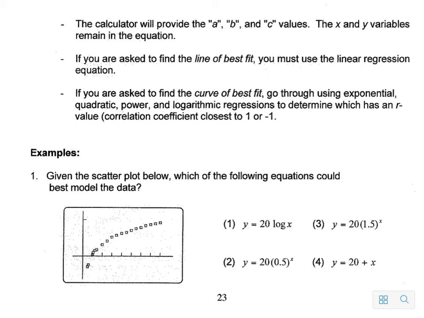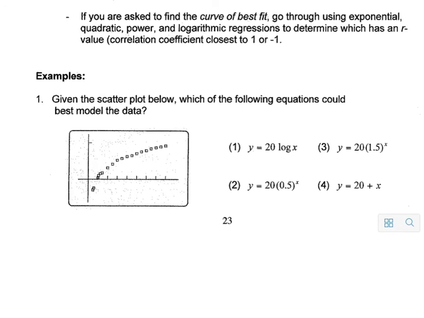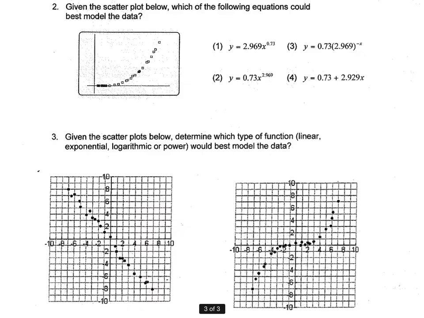All right, let's take a look at example number 1 here. Given the scatter plot, which of the following equations would best model the data? Well, looking at it, it's in quadrants 1 and 4. And the only curve that goes through quadrants 1 and 4 is your log curve. If you didn't know that, you would have to go to the graphing calculator y equals and plug each of them in one at a time and take a look at the actual curve to see which one looks very similar to that.